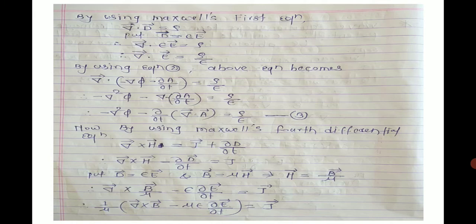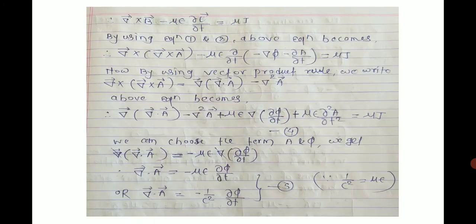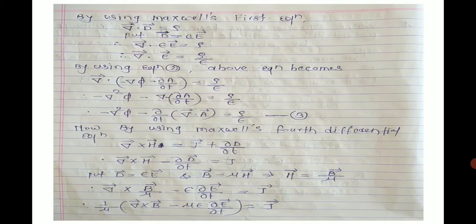Then next, we use the Maxwell third equation, del cross E is equal to minus ∂B by ∂t. Next, by using Maxwell's first equation, del dot D is equal to rho. This is Gauss law in dielectrics. This is the Maxwell first differential equation, del dot D is equal to rho, and this is Gauss law in dielectrics. We know the relation between D bar and E bar.